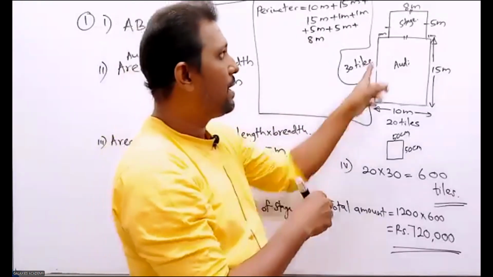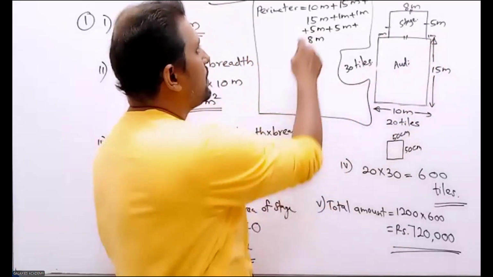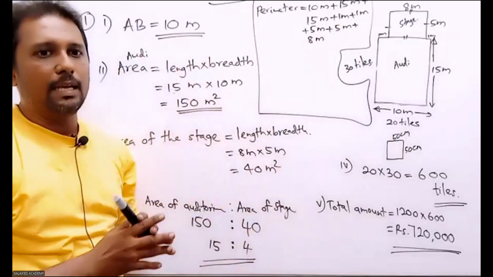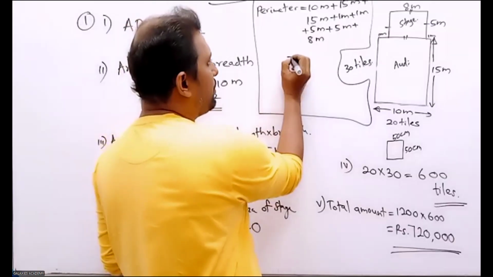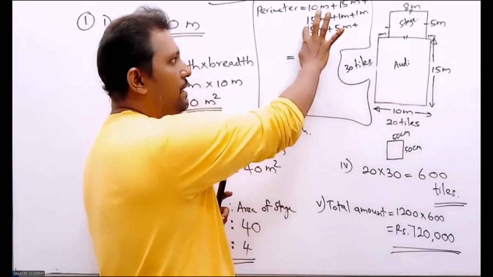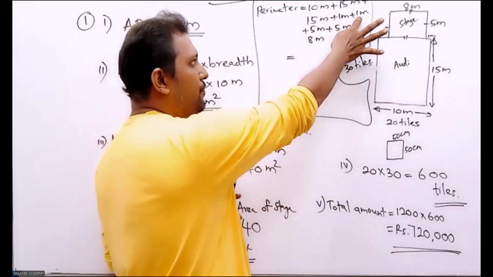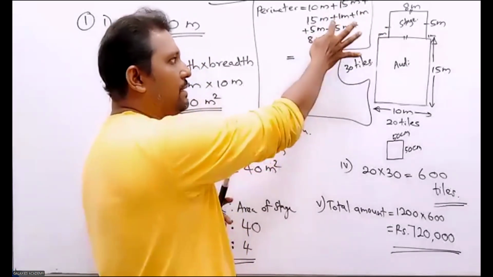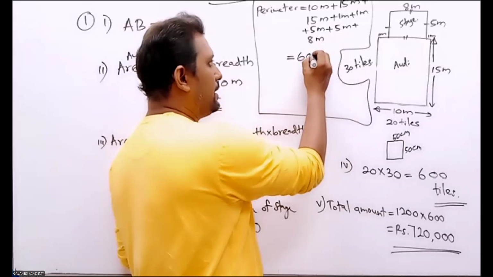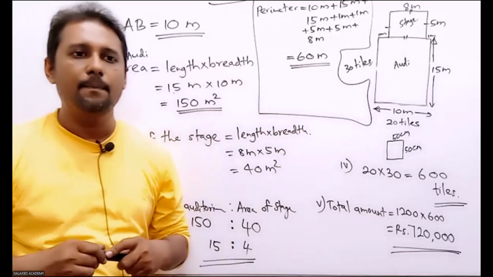How many sides do you have to add? 1, 2, 3, 4, 5, 6, 7, 8. Right. All 8 sides I wrote here. Then carefully you have to add: 10 plus 15, 25. 25 plus 15, 40. 40 plus 1, 41, 42, 47, 52, 60. So what is the perimeter? 60 meters, right? 60 meters.